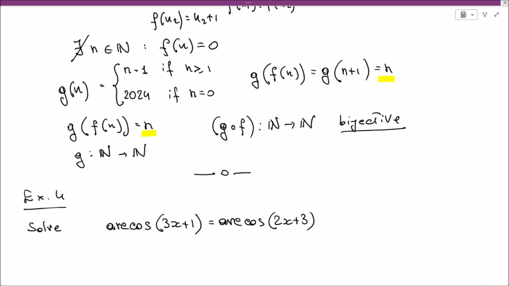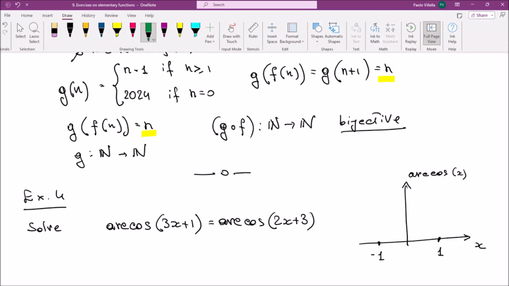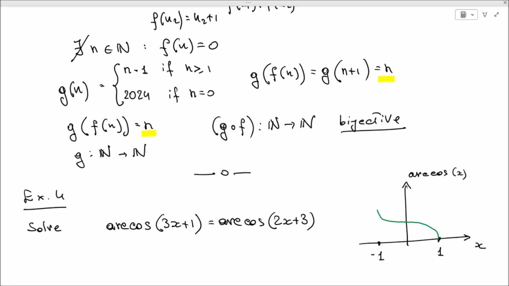Okay. Now remember the shape of the arc cosine function. If we have x here, we have arc cosine of x here, and we know that this function is defined in the interval minus 1, 1, and the shape will be something like this, being pi and this being pi over 2. Okay, so this is the arc cosine function. Now the question is, can we just get rid of the arc cosine function?